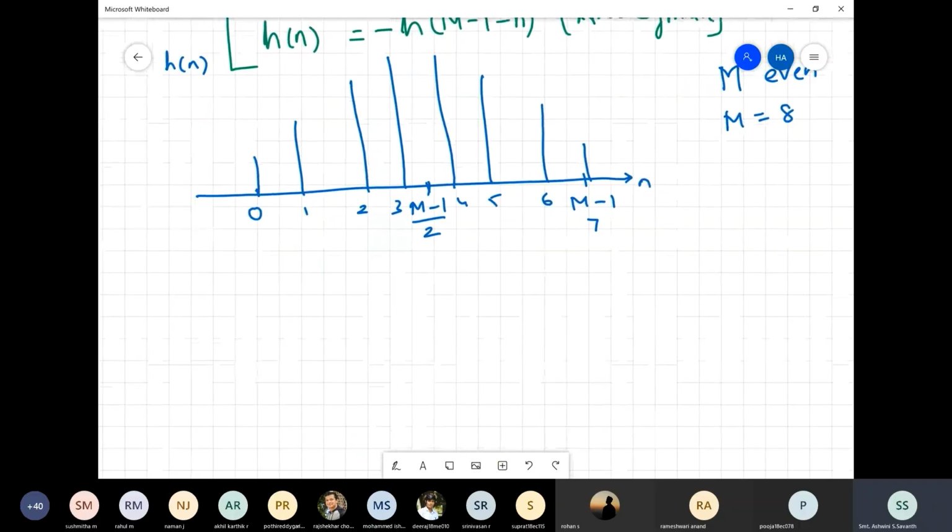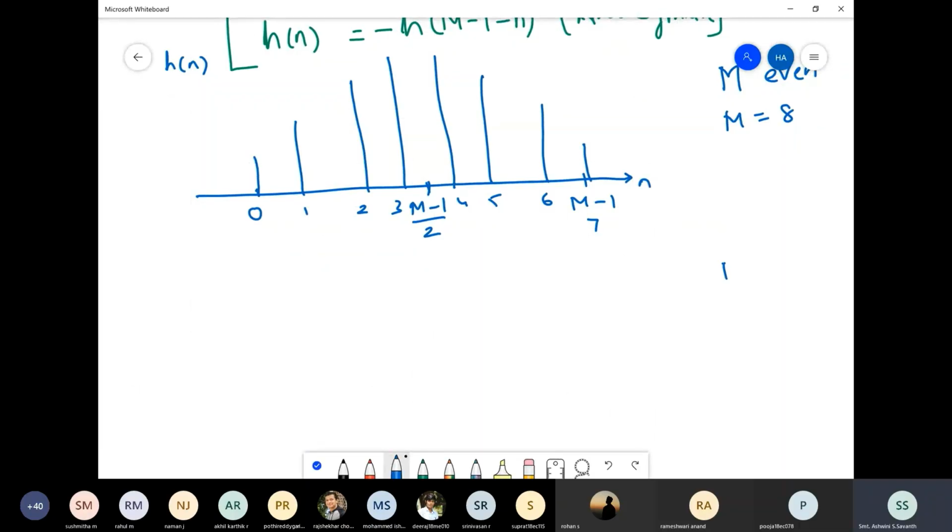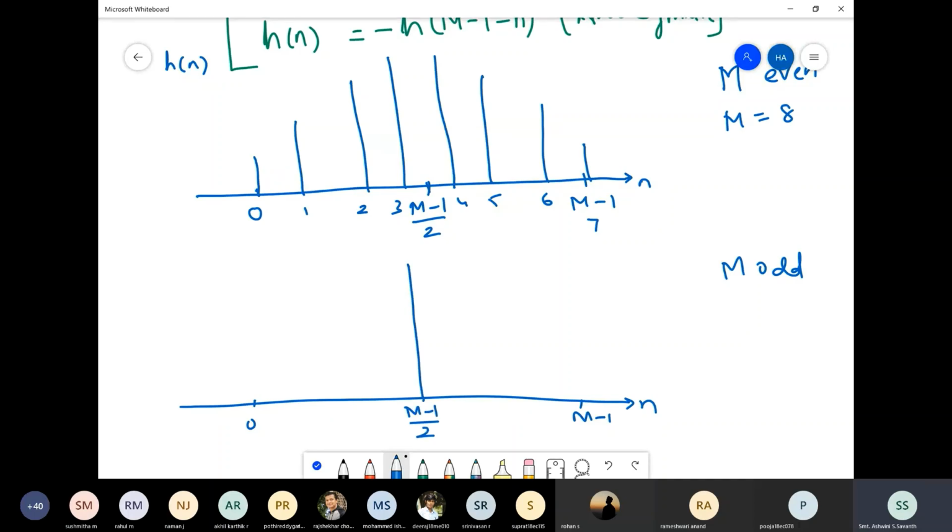Then when m is odd, how will the signal look like? So why am I drawing this? Because I need this for the derivation of my frequency response. So now you have a sample at (m minus 1) by 2, exactly at the center, because m is odd here, and you will have an equal number of samples on either side of the signal. So that's the case when m is odd. When m is odd, that is how the signal looks like.